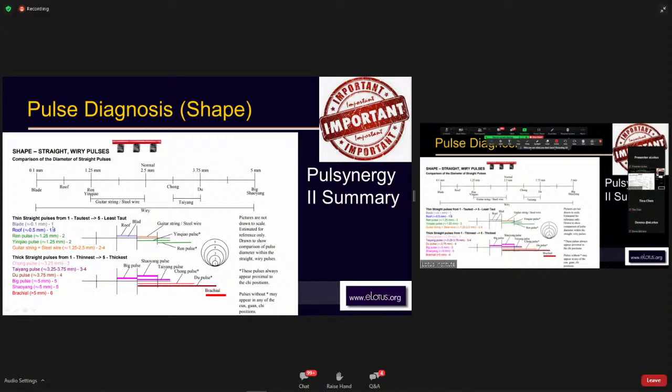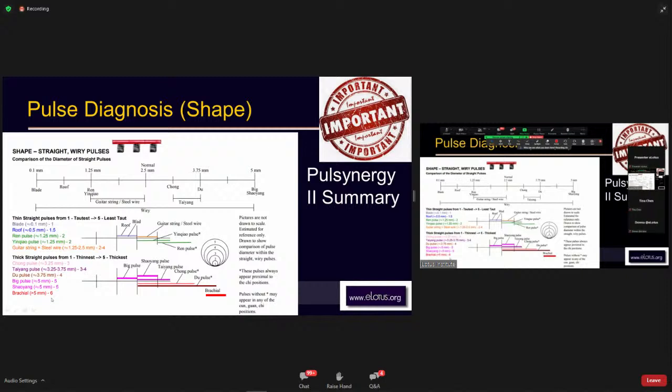And then all the way coming down to here, right? To the very bottom, the brachial pulse. The brachial pulse is this one down here. That is greater than 5 millimeter, and the tightness sensation is a 6. So this is the thickest, and this is the thinnest. The blade pulse is the thinnest. The brachial pulse is the thickest. The brachial pulse is only found here.